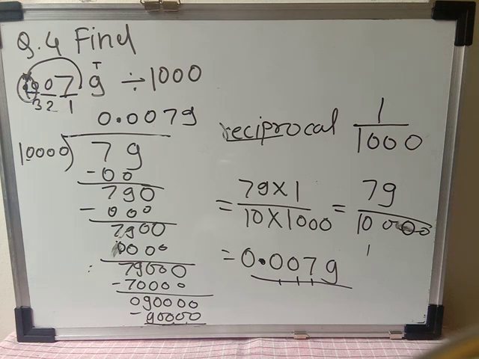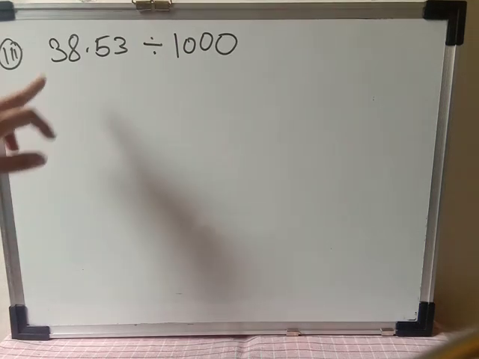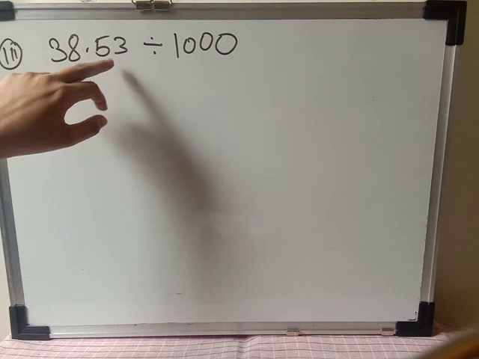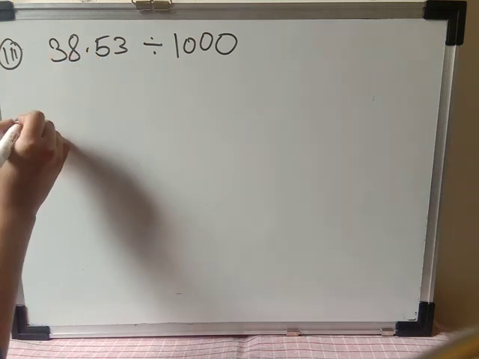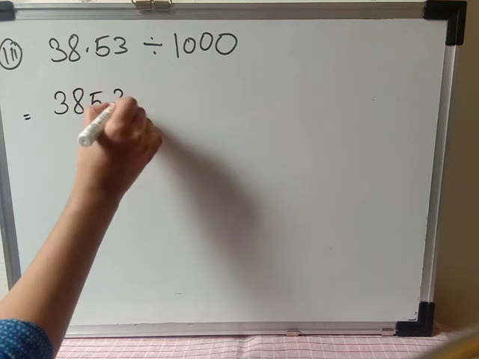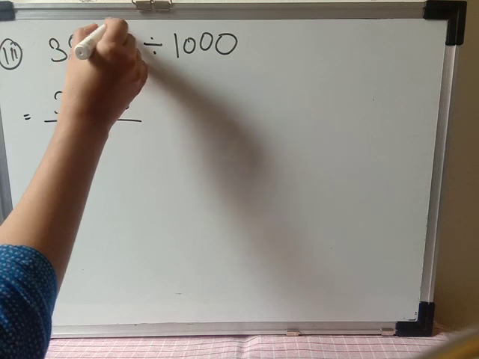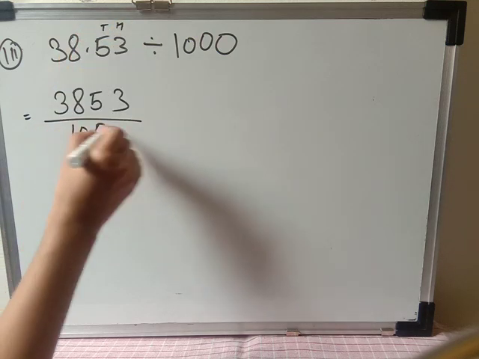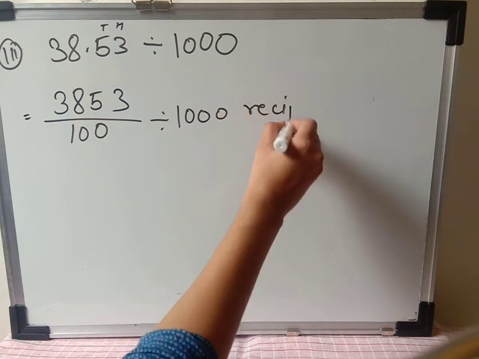Let's see another example. Now student, third example. The example is 38.53 divided by 1000. You can do the direct division, you will get the answer. But I'm going to solve it where I will remove the decimal point, and here will come 3853. After the decimal how many places are there? That is tenth and hundredth. It means here will come 100, divided by 1000. Take the reciprocal of 1000.